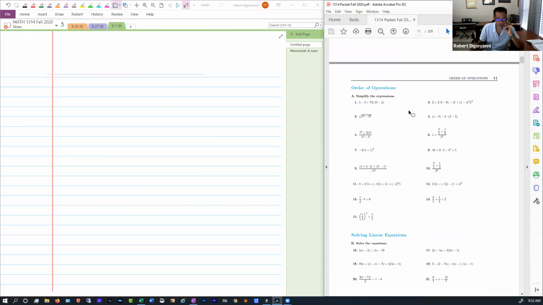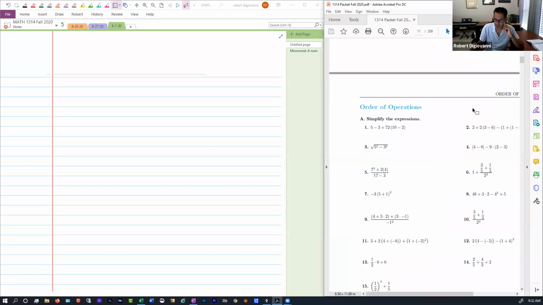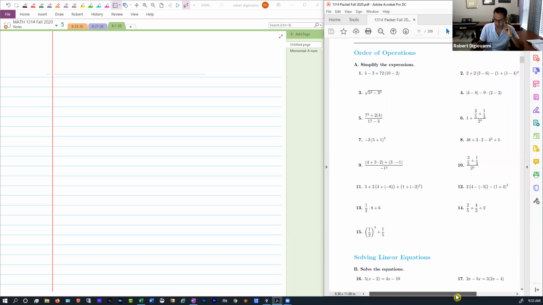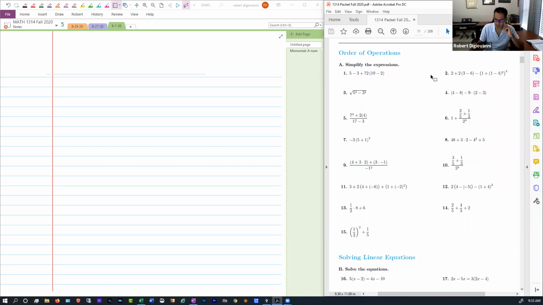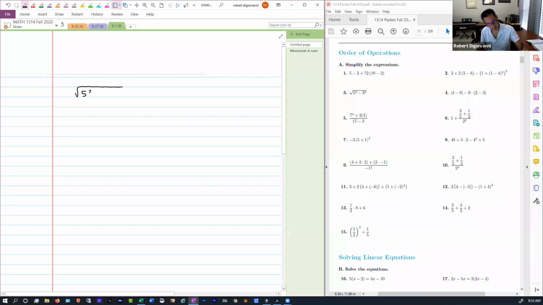All right, well, in that case, let's get started. We'll continue with what we were doing last time, and that is order of operations. I think we did the first two problems here, but we hadn't gotten through the variety we have. So let's look at number 3: the square root of 5 squared minus 3 squared.